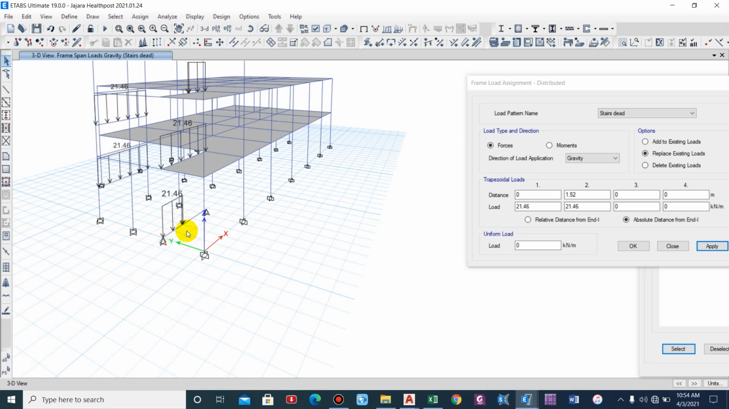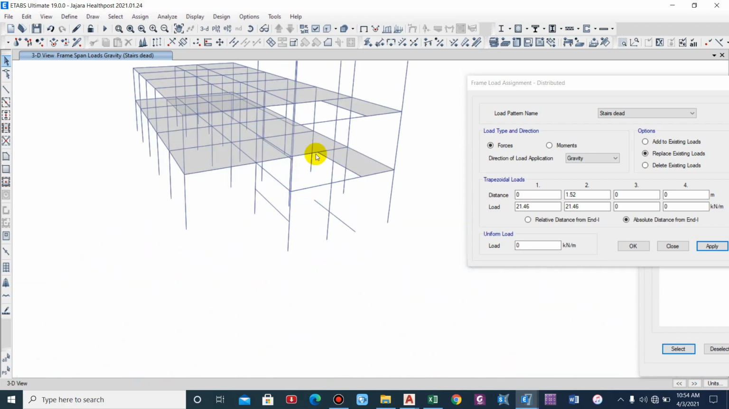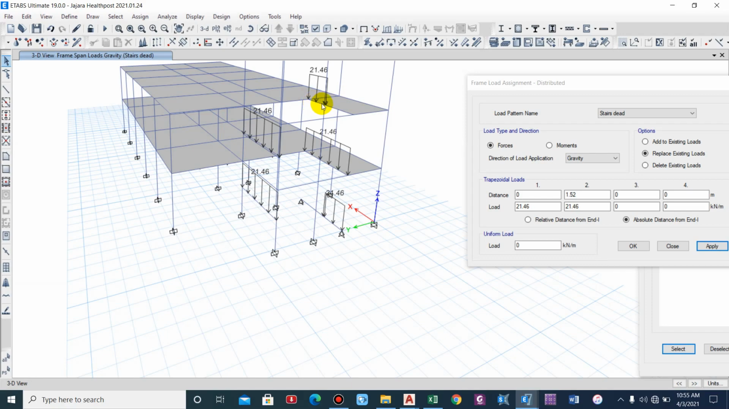Now you can visualize the staircase loading. 21.46, that is for a single flight. At the mid landing level, we have two staircase flights resting, so 21.46 throughout the beam. Similarly, 21.46 in this particular beam, 21.46 on this beam, and as the single flight will be resting on the top story, the loading will be provided on the beam.